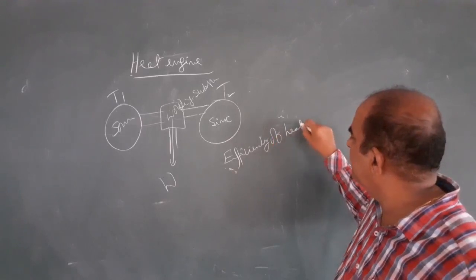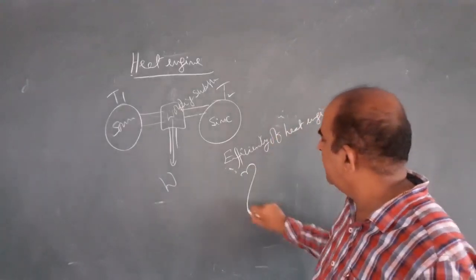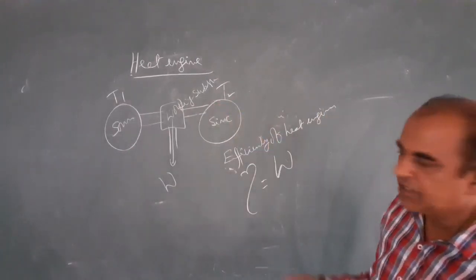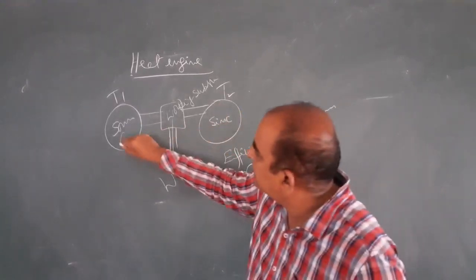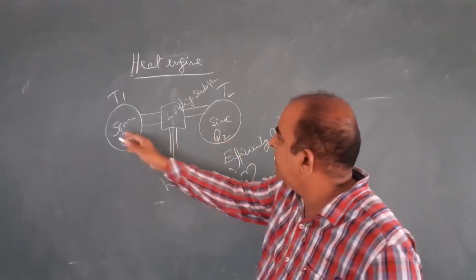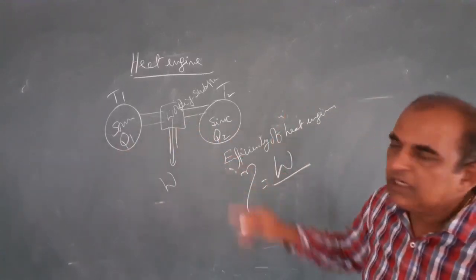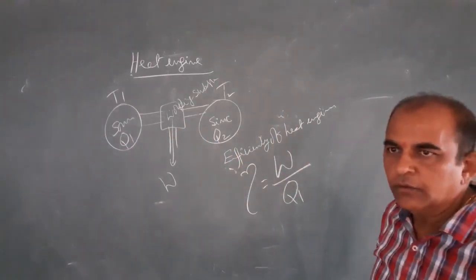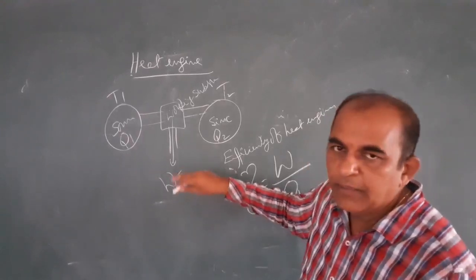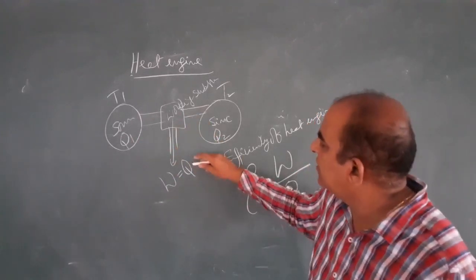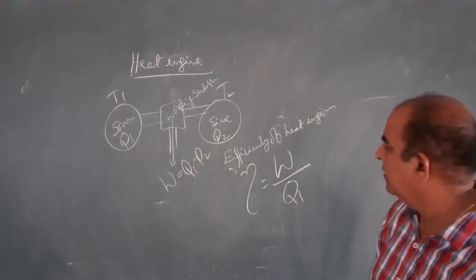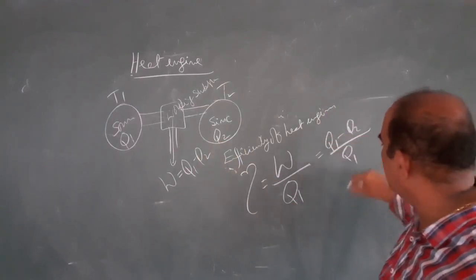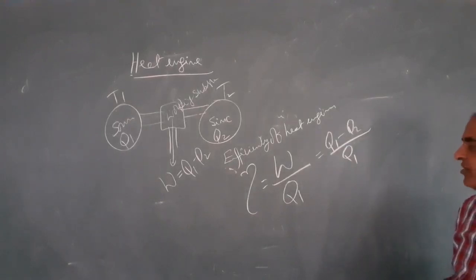Efficiency of heat engine. It is represented by eta is equal to work done by the working substance by heat transferred, Q1, heat transferred from source, and finally the sink got the heat energy Q2. So W by Q. What is work done by the working substance? The difference of heat energy is work done. Therefore, eta is equal to Q1 minus Q2 by Q1. This is the efficiency of the heat engine.